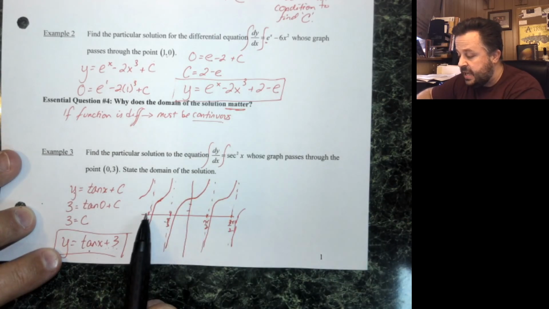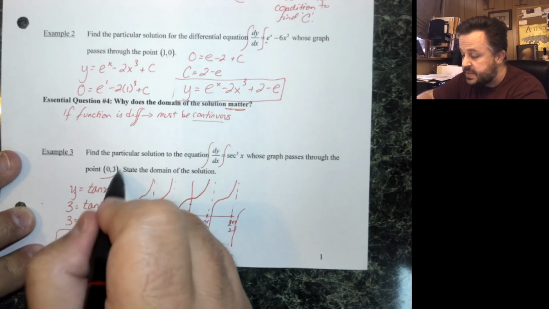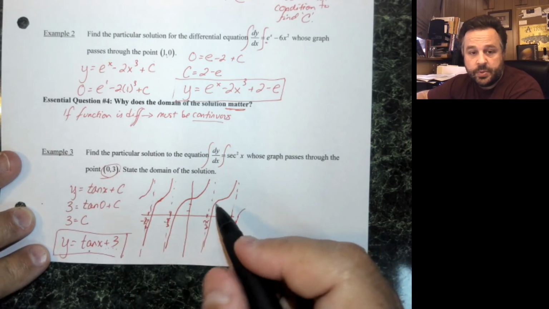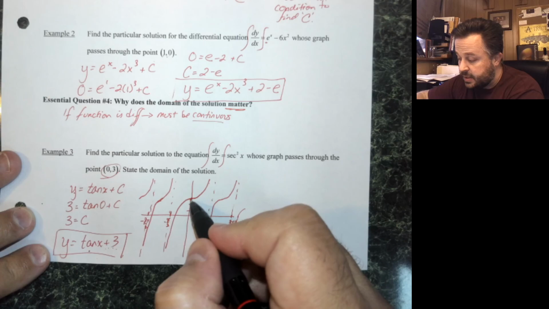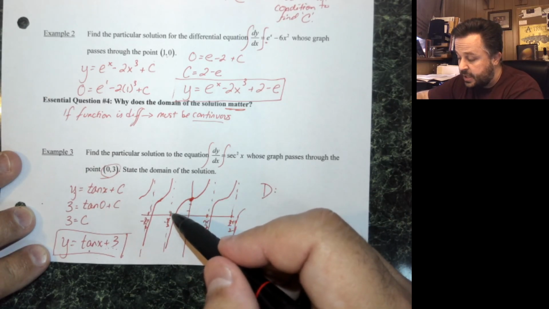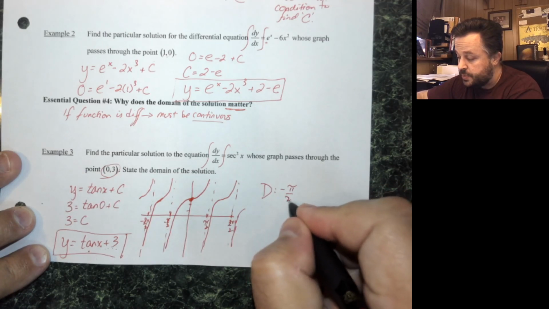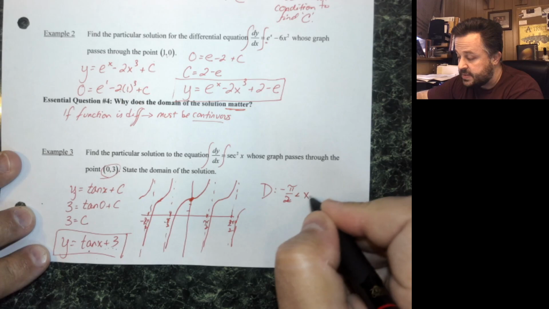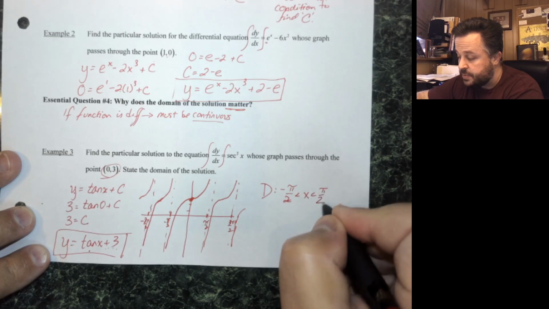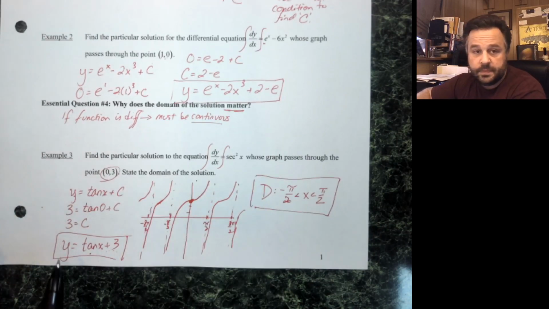Now we have infinitely many little pieces of this, but only one of these pieces contains the given point (0, 3), and that's this piece right here. So the domain that we want is the interval negative pi over 2 less than x less than pi over 2. And that would be the domain of the solution. And that's page 1.